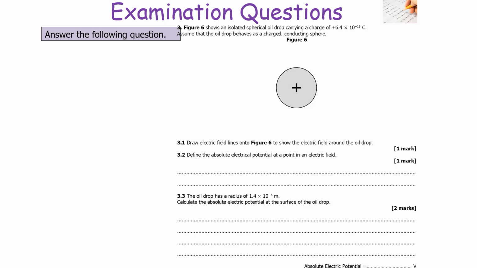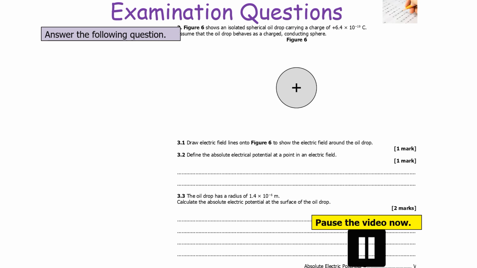The next question says, figure 6 shows an isolated spherical oil drop carrying a charge of plus 6.4 times 10 to the minus 19 coulombs. Assume that the oil drop behaves as a charged conducting sphere. Firstly, draw electrical field lines onto figure 6 to show the electrical field around the oil drop. Then define absolute electrical potential at a point in an electrical field. Then an oil drop has a radius of 1.4 times 10 to the minus 6 meters. Calculate the absolute electrical potential at the surface of the oil drop. So pause the video now, then unpause the video when you want to go through your answer.